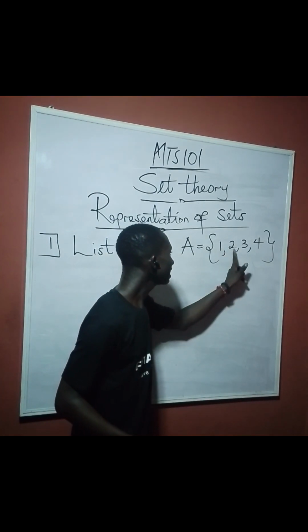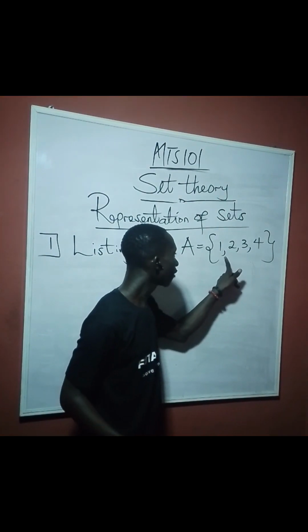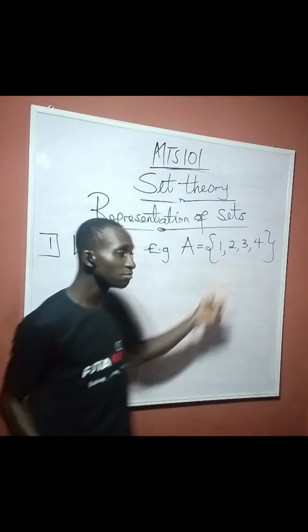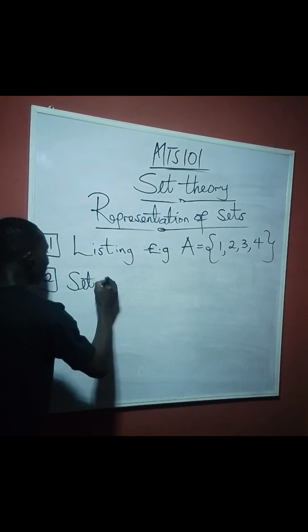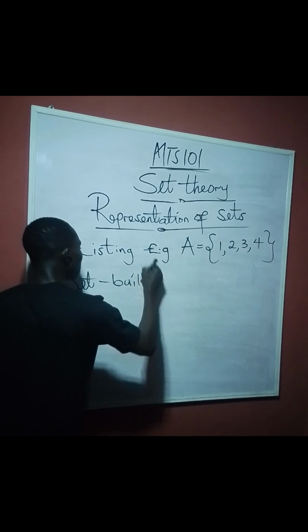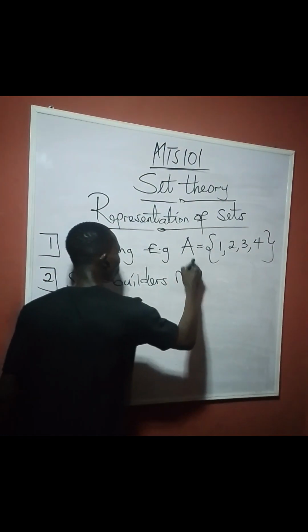The 1, 2 has a comma within them. So this is what we call a listing method. Another method is called set builder notation.